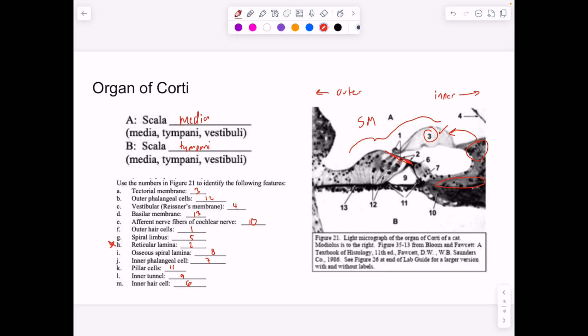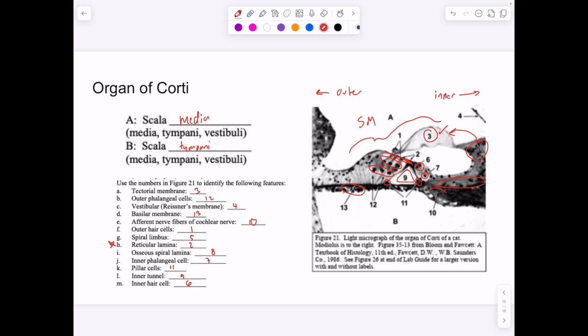Then you have your hair cells. These are outer hair cells. This is the inner hair cell. These are outer phalangeal cells. This is the inner phalangeal cell. These are pillar cells. This is our inner tunnel. And here's our basilar membrane, which is our wiggly part. And I think that's it.